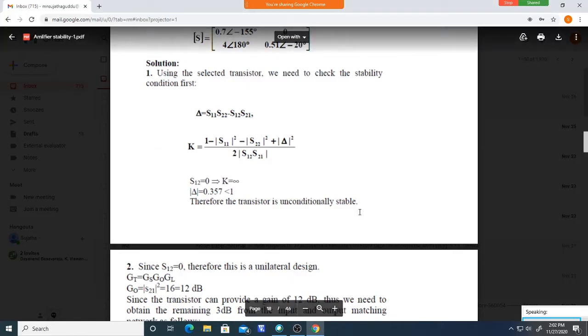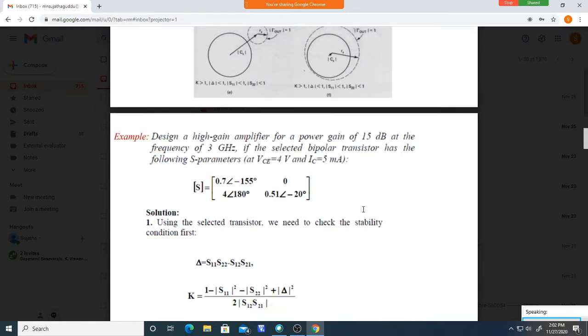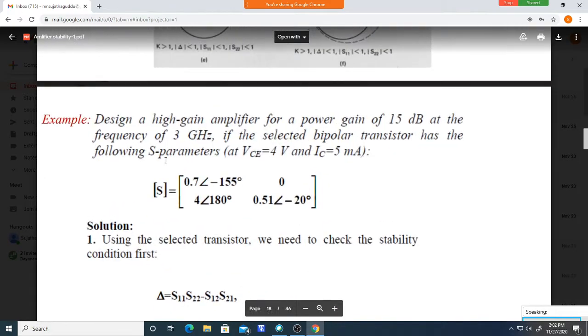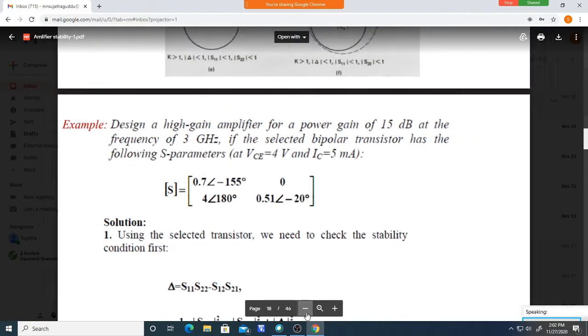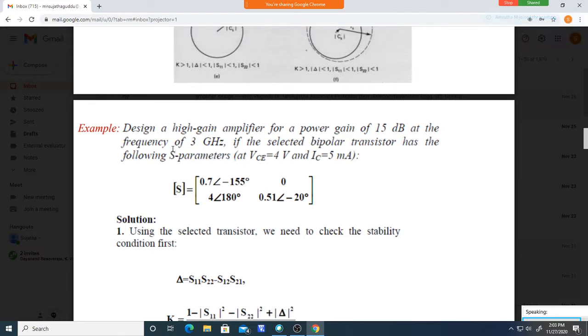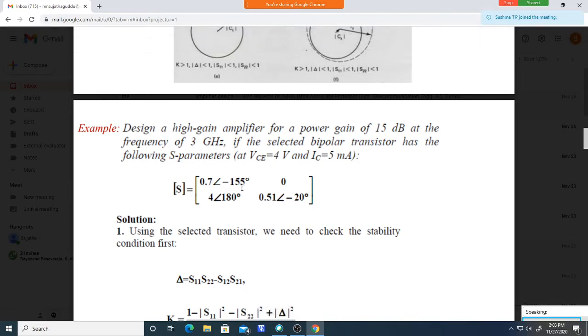Okay, in the previous class, we were discussing how to design the amplifier. Here we were discussing designing one particular problem. This is the one we took in the previous class: design a high gain amplifier for a power gain of 15 dB at the frequency of 3 gigahertz. Okay, this problem we saw.